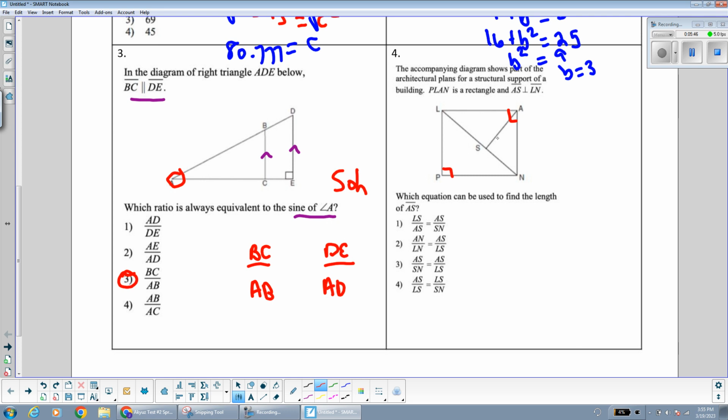And AS is perpendicular to LN. That means it forms right angles where it meets LN. So I'll erase this right here because I don't want it to be confusing to see. But I put this right angle in because we have a rectangle. And remember, all four angles of a rectangle are 90-degree angles.